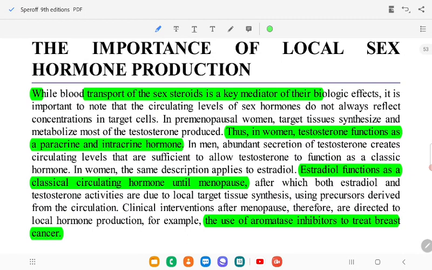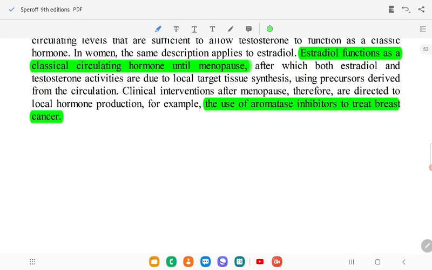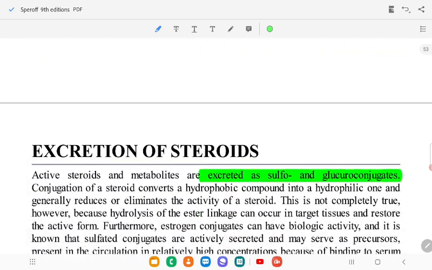Well, the transfer of the sex steroid is a key factor mediating the biological effect. In women, testosterone functions as a paracrine or intracrine hormone. In men, abundant secretion of testosterone creates circulating levels that are sufficient to allow testosterone to function as a classical hormone. In women, the same description applies to estradiol, which functions as a classical circulating hormone until menopause. After menopause, both estradiol and estrogen activity are due to local target tissue synthesis using precursors derived from the circulation. Clinical intervention after menopause is therefore directed to local hormone production, such as the use of aromatase inhibitors in breast cancers.